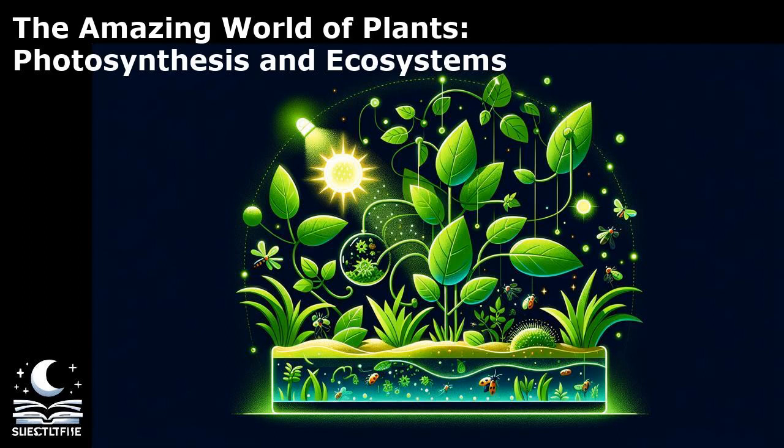Interestingly, the green color of plants is due to chlorophyll, the pigment responsible for capturing sunlight. Chlorophyll reflects green light, giving plants their characteristic color. However, plants also contain other pigments like carotenoids and anthocyanins, which contribute to the vibrant hues of flowers and fruits.